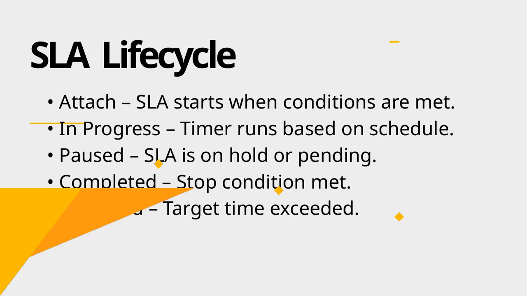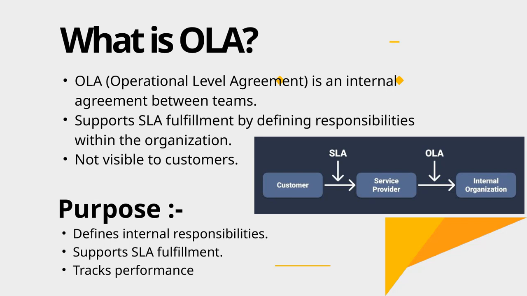Finally, we have the breached state, which occurs when the target time has been exceeded. This is a critical point because it signals that the SLA has not been met, and we need to address potential issues. Overall, understanding these stages helps us manage SLAs effectively, ensuring we meet our service commitments and address any delays proactively. So let's talk about what OLA actually is.